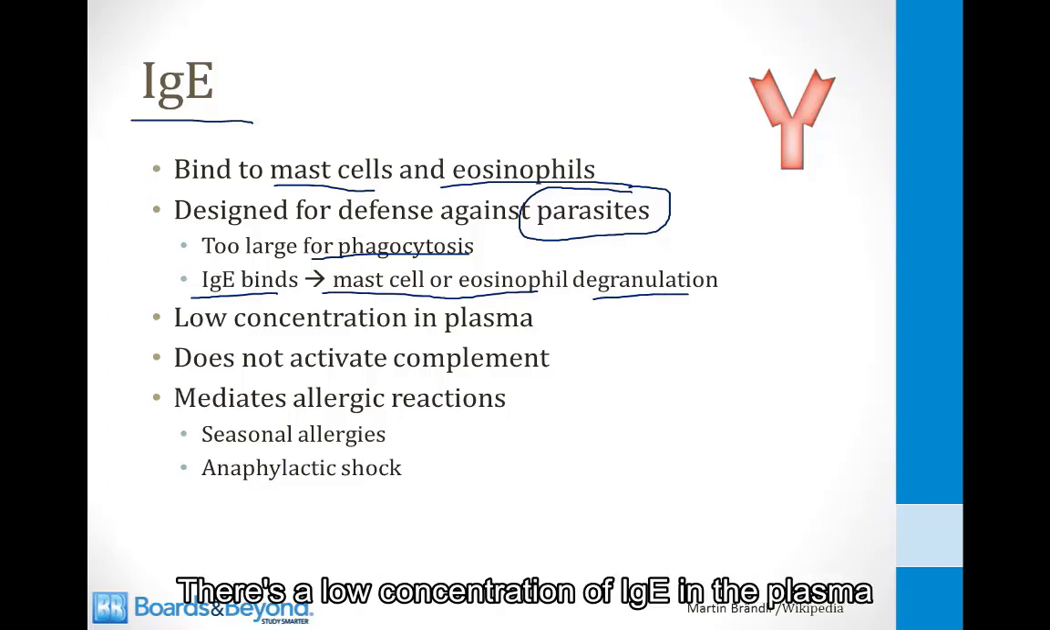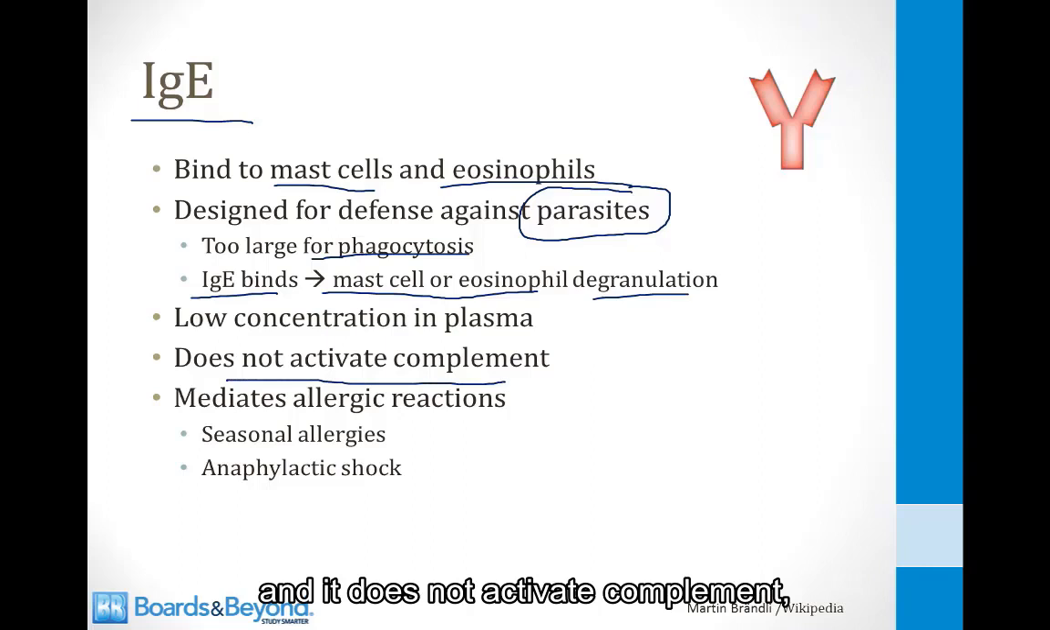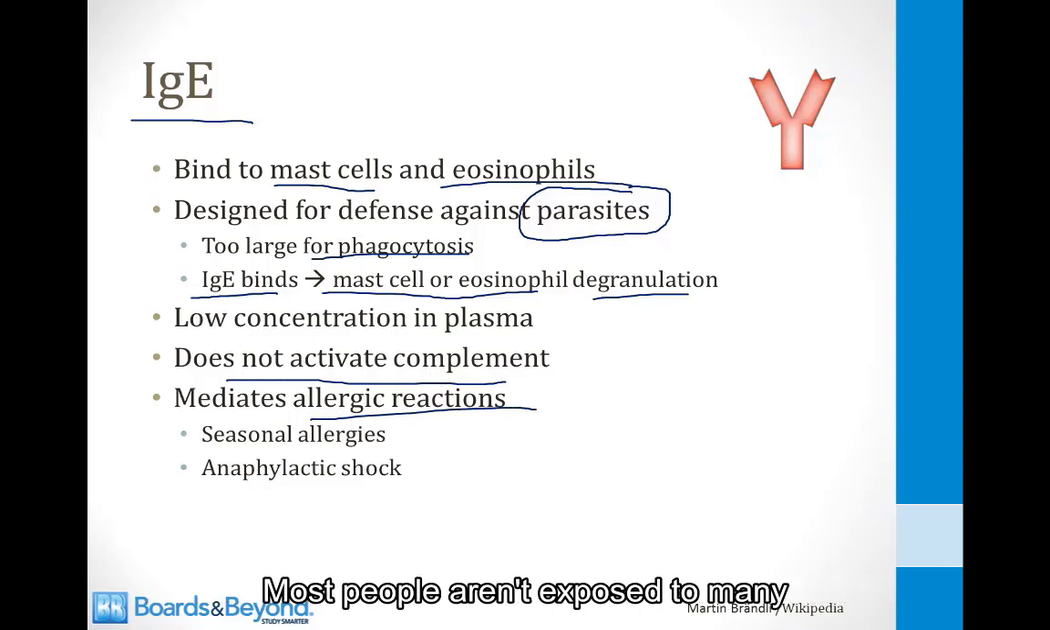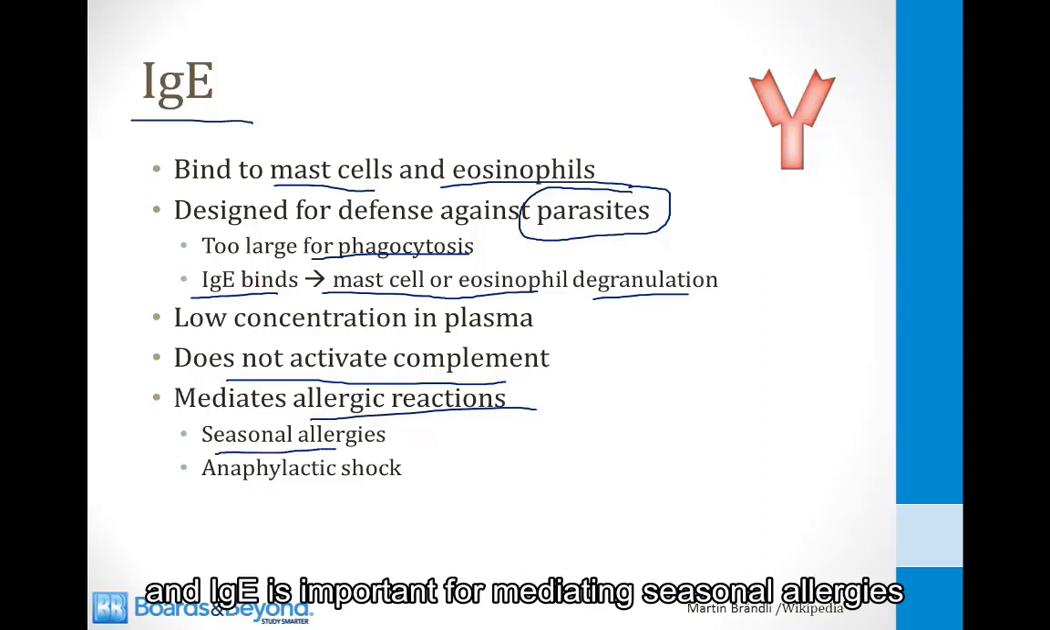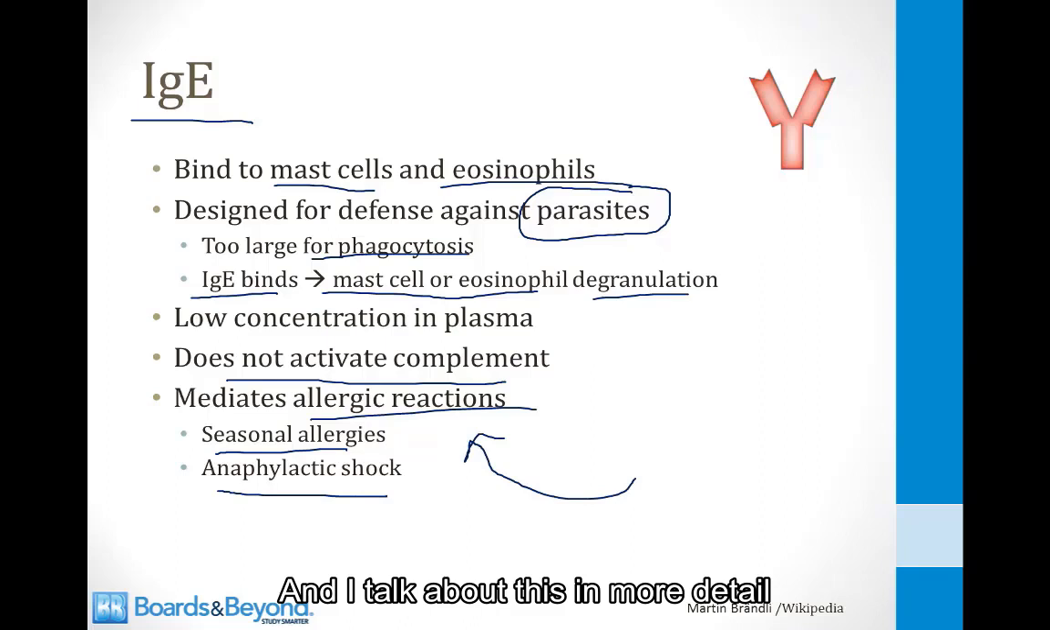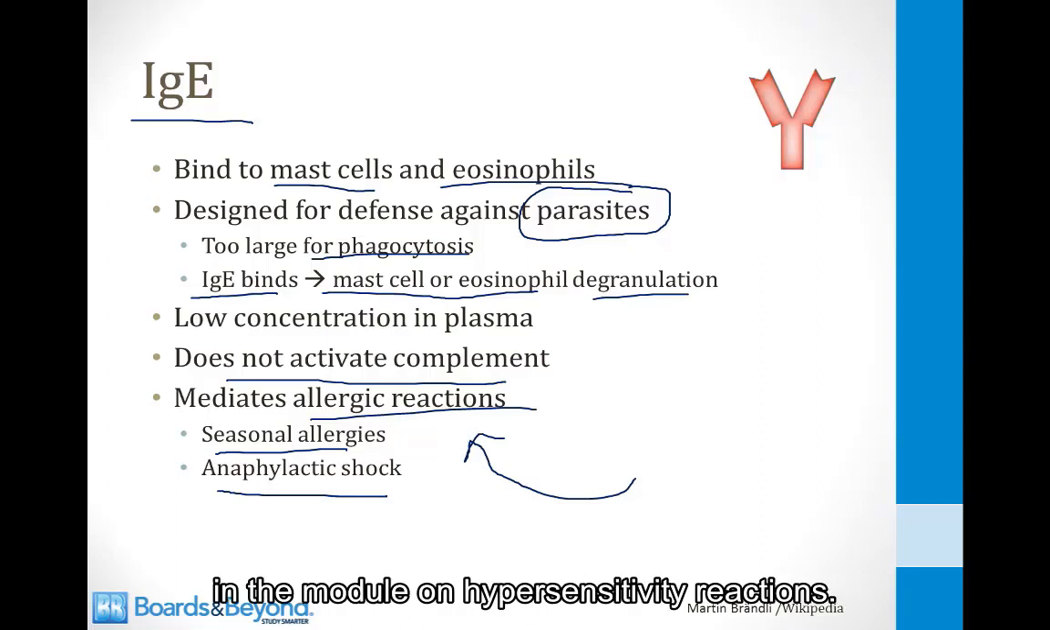There's a low concentration of IgE in the plasma, and it does not activate complement. And its major medical importance, especially in Western societies, is in allergic reactions. Most people aren't exposed to many helminths or parasites, but many people have allergic reactions, and IgE is important for mediating seasonal allergies and anaphylactic shock, and I talk about this in more detail in the module on hypersensitivity reactions.